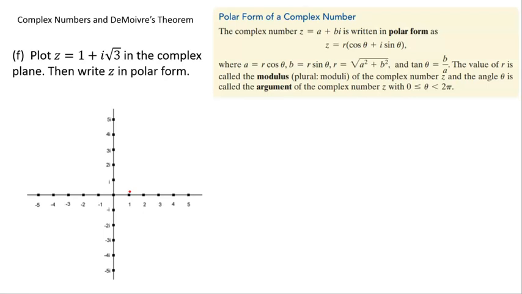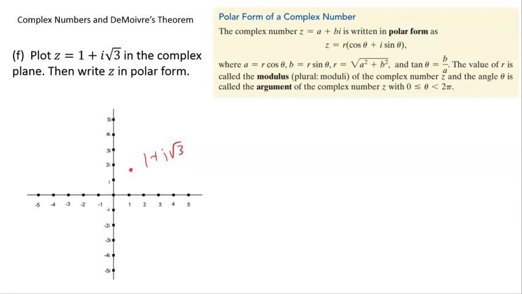If you've been doing trig like you're supposed to, you probably have seen that so many times you know exactly what it is. But if not, it's 1.732. So this is like plotting 1 plus 1.73i rounded. So plot that the best you can. Here's 1, and then 1.73, almost 2. I'm going to put it right there. And this is 1 plus i square root of 3. Okay? Easy enough.